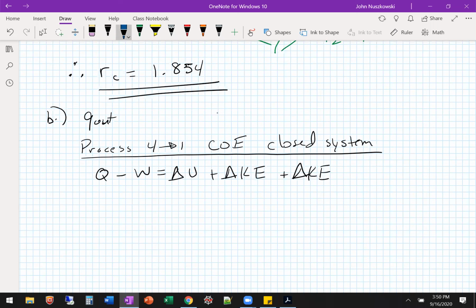In the air standard cycle, we're neglecting kinetic and potential energies. And then it's a closed system, so we can divide out mass, so we can make this lowercase if we want to.